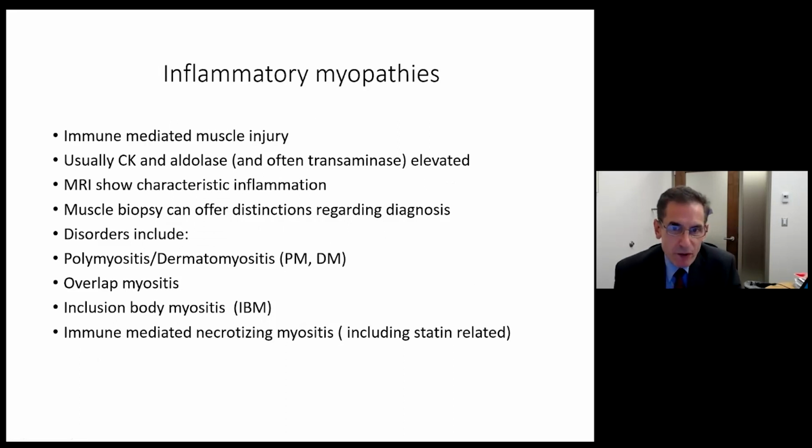Let's move to the inflammatory myopathies. There are many different types. Typically, they are immune-mediated muscle injury. Usually the CK, creatine kinase, and aldolase are elevated in most cases. The transaminases may also be elevated. An MRI may show characteristic inflammation, and a muscle biopsy can offer distinctions regarding the actual diagnosis. The typical disorders that we're familiar with are polymyositis and dermatomyositis, overlap myositis, inclusion body myositis, and then immune-mediated necrotizing myositis, which includes those that are related to the use of statins.